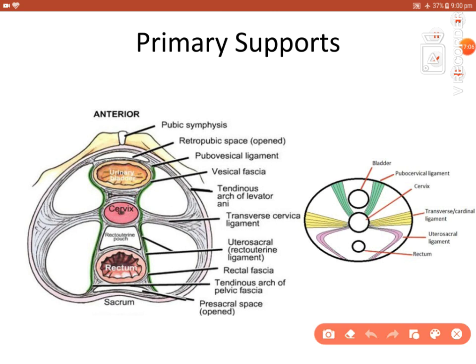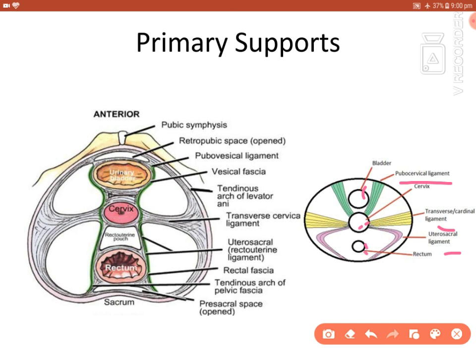Here through this cross section, you can see the primary supports: the uterosacral, transcervical, and pubocervical ligaments. These are the condensations of the pelvic fascia. The pelvic floor is made up of two important muscles: the coccygeus and the levator ani. Anteriorly, this is the bladder, this is the cervix, this one is the rectum.